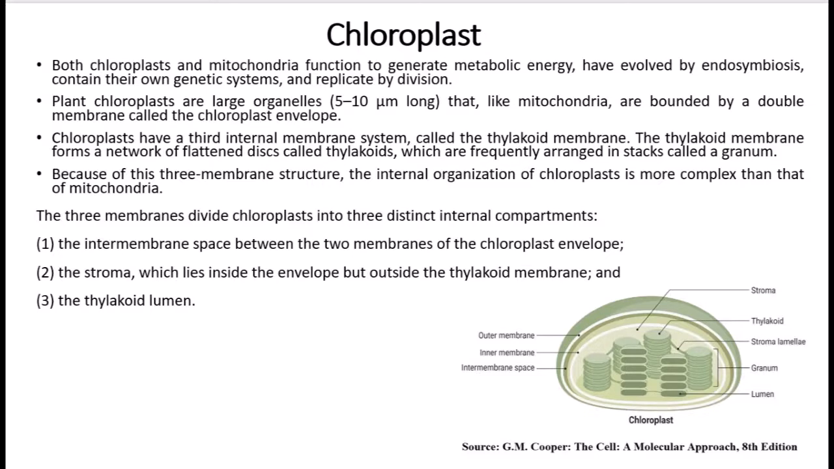The three membranes divide the chloroplast into three distinct internal compartments: the intermembrane space between the two membranes of the chloroplast envelope, the stroma, which lies inside the envelope but outside the thylakoid membrane, and the thylakoid lumen.